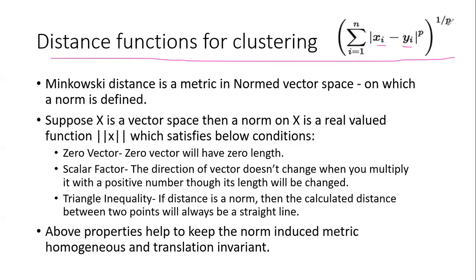For different values of p, you get different distance functions. Okay, so it's just a variable. We'll see if you understand. Okay, so Minkowski is a metric in the normed vector space. What is the norm of a vector? Vector ka norm kya hota hai?